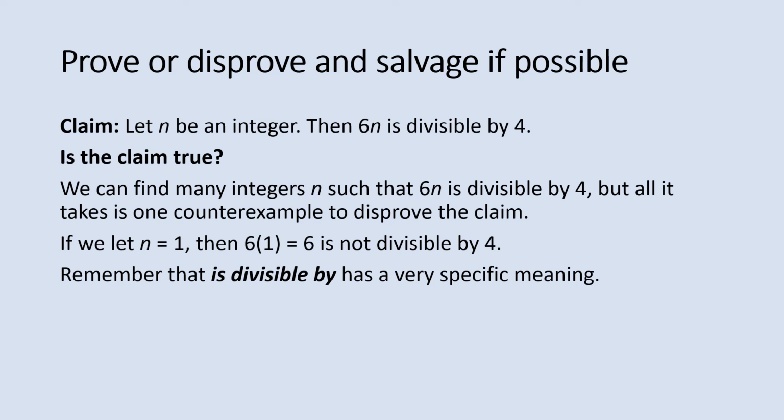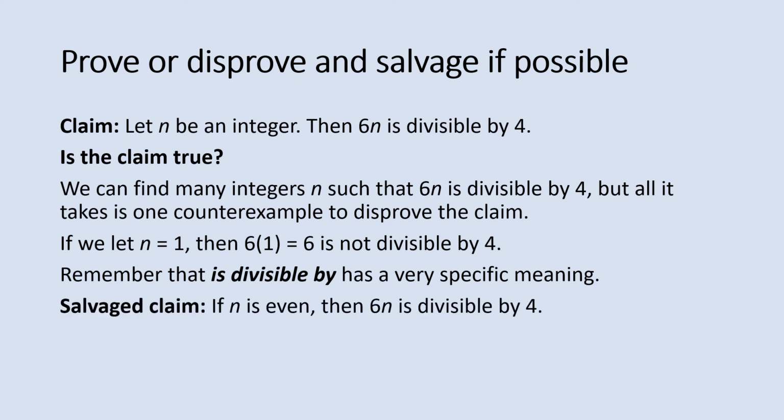Once we've disproved the claim, now we want to try to salvage it. We want to figure out when it is true. If you've experimented with this, then you see some values that will make 6 times n be divisible by 4. If you haven't, take some time and look for some pattern to the things that make 6 times n be divisible by 4.